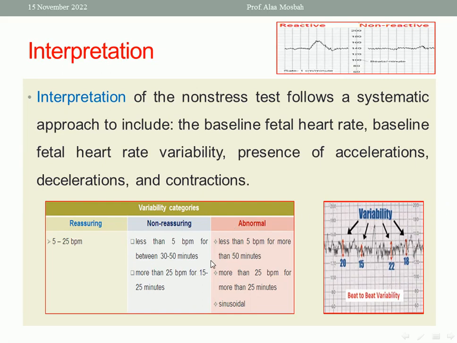And as you see in this table, the variability categories can be reassuring, non-reassuring, or abnormal. The reassuring beat-to-beat variability is from 5 to 25 beats per minute. Okay, the difference between one beat and the other should be in the range of 5 to 25. If it is lower than 5 or more than 25, it could be non-reassuring or abnormal. Okay?